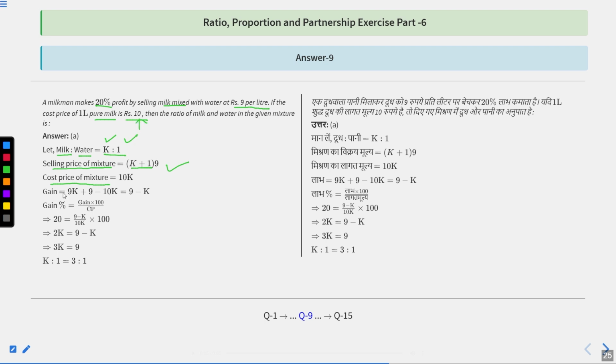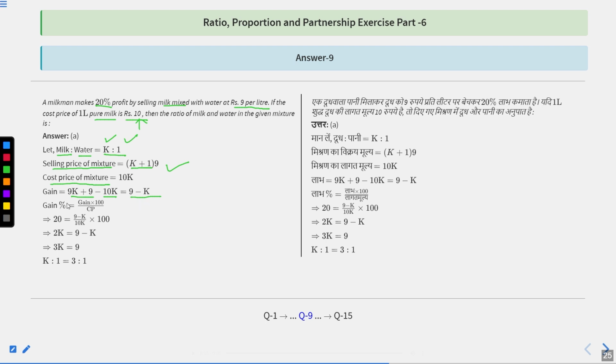Now what is the gain? Gain will always be selling price minus cost price. Selling price is 9k plus 9 and cost price is 10k. When we subtract, we get 9 minus k. Clear? So what will be the gain percent?